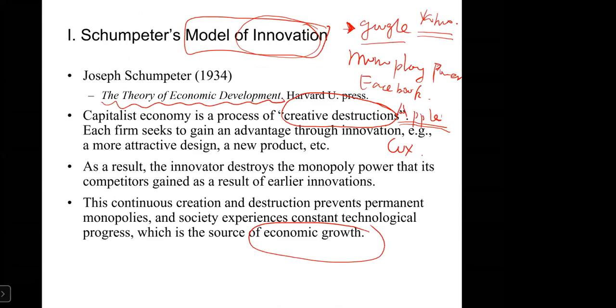But certainly, this creative destruction has a huge social cost, right? Because a newer technology makes the existing technology obsolete. So in that sense, it's a cost. All right, anyway, that's Schumpeter's model of innovation.